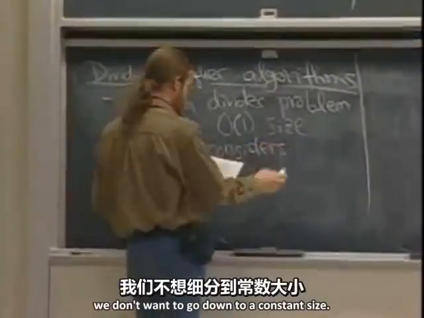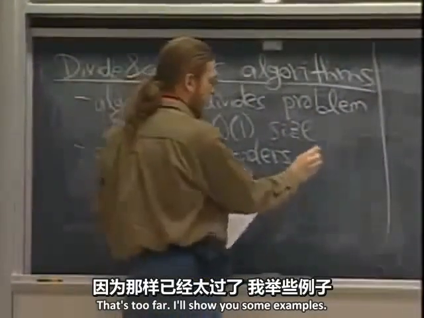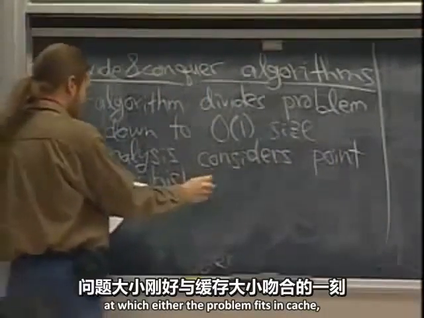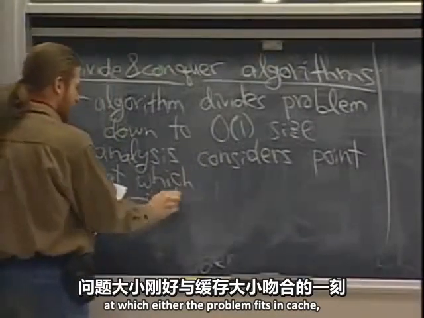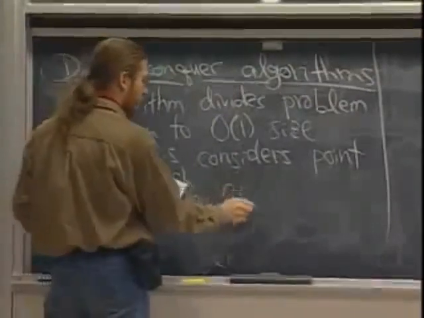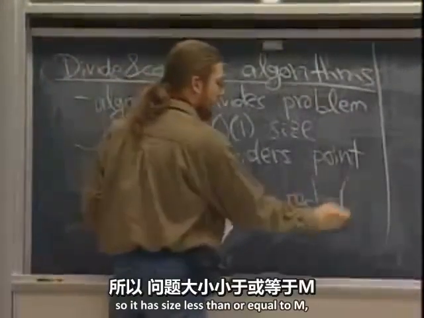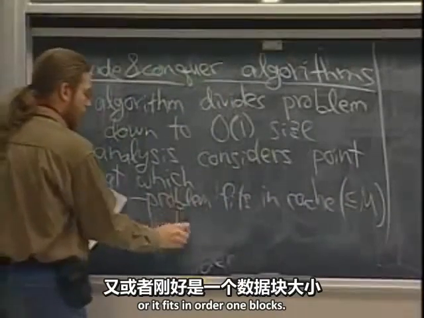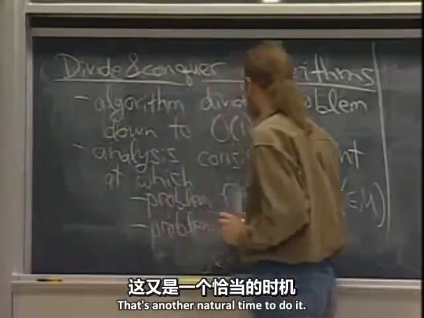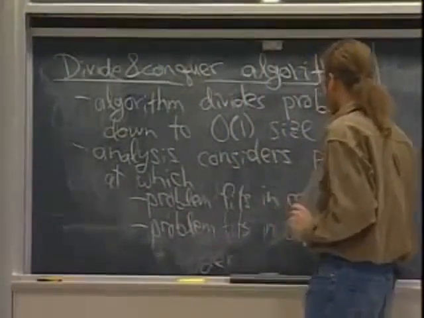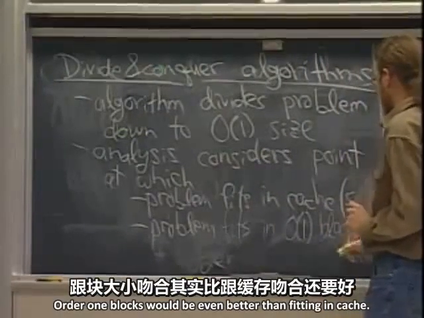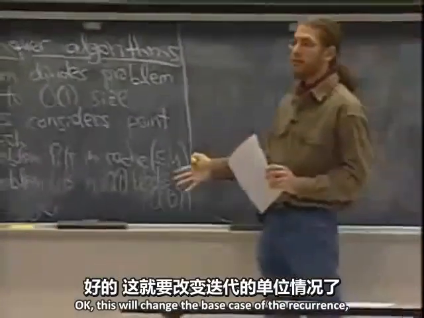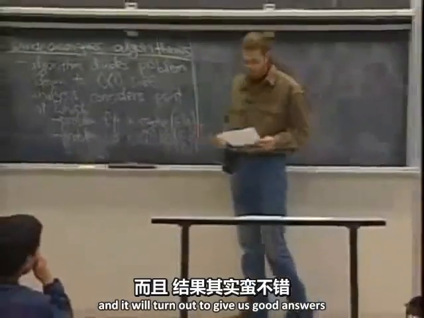So in the base case, we don't want to go down to a constant size. That's too far. I'll show you some examples. We want to consider the point at which the recursion, either the problem fits in cache, so it has size less than or equal to M, or it fits in order 1 blocks. That's another natural time to do it. Order 1 blocks would be even better than fitting in cache. So this means it's size order B. Okay, this will change the base case of the recursion and of the recurrence, and it will turn out to give us good answers instead of bad ones.